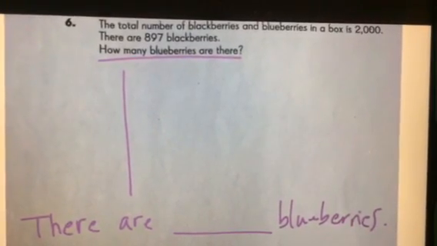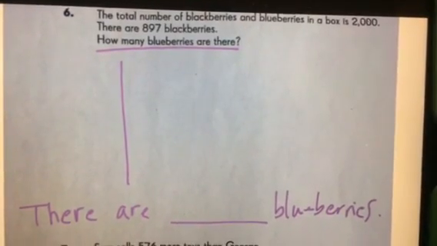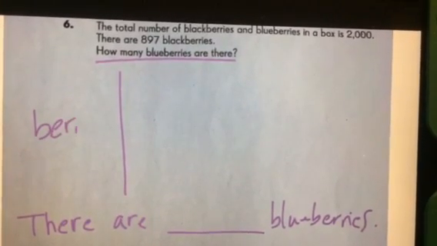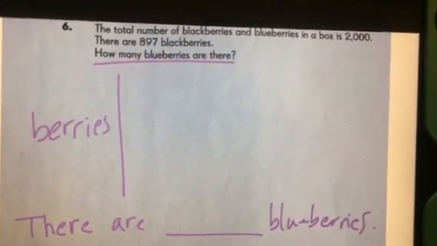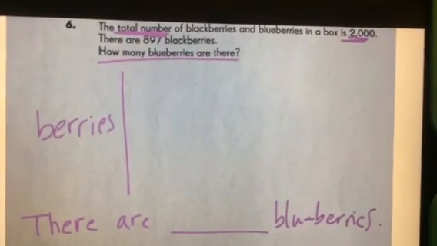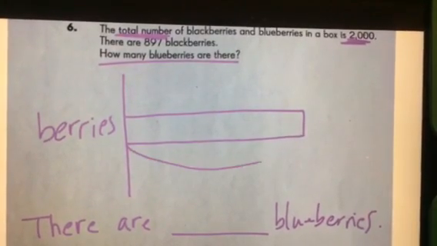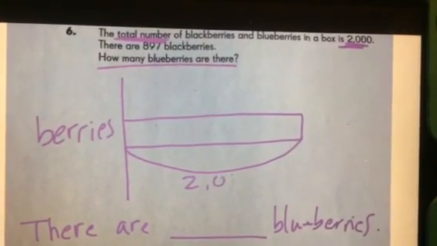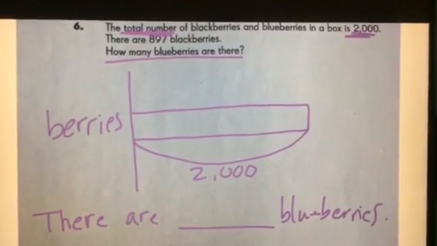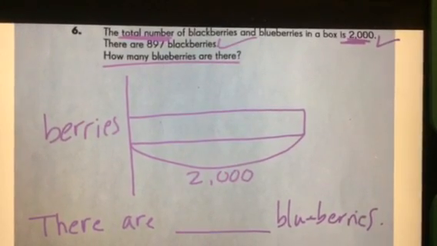Step number 4, who or what is the problem about? We're not comparing anything. I don't see more than or less than. It's simply about the number of berries. And the total number is given to us. So I'm going to do a large bar because I know that that is the total number of berries. There are 2,000. And they give us a part. Okay, I'm going to check that off. They gave us the number for a part.